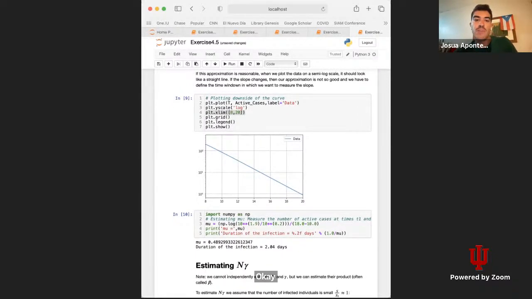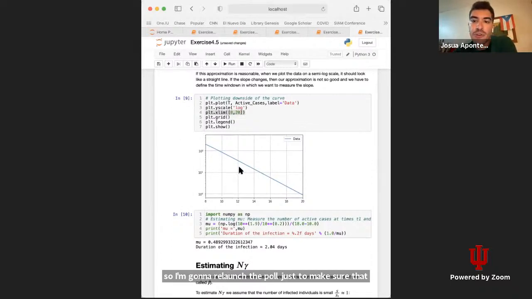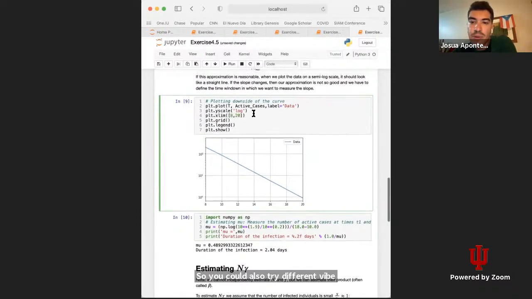So I'm going to relaunch the poll just to make sure that everyone understood that part. You could also try different values here. For example, you could try at 12 is about 10 to the 1.3, and at 16 is 10 to the around 0.8. Can anyone try them in their notebook to see what value they get?